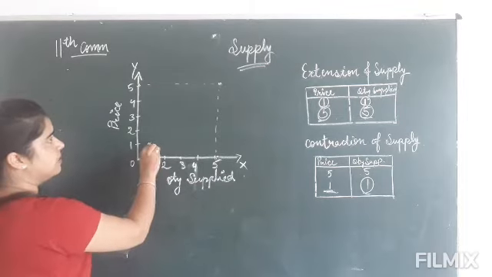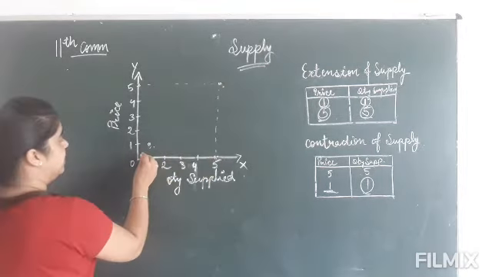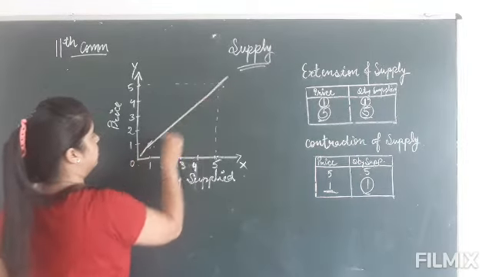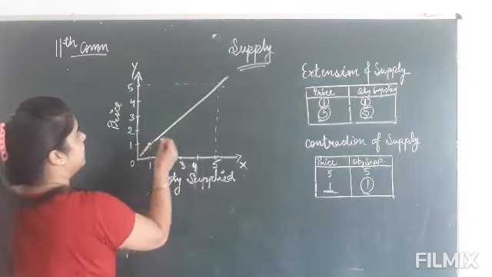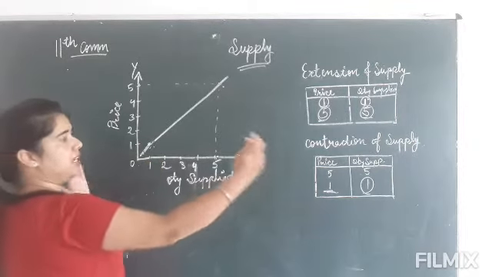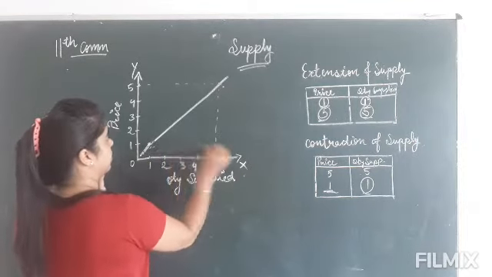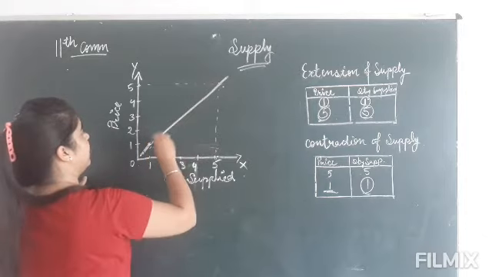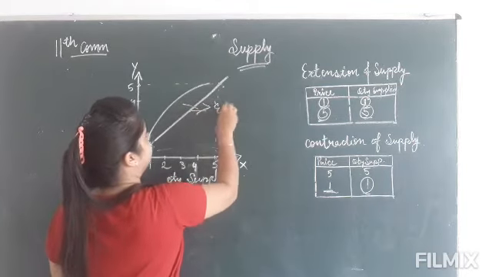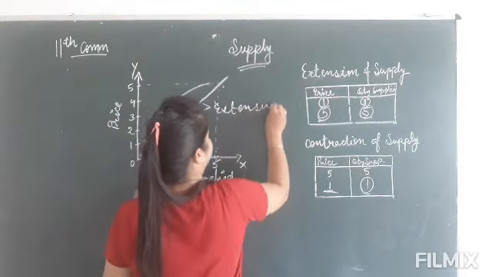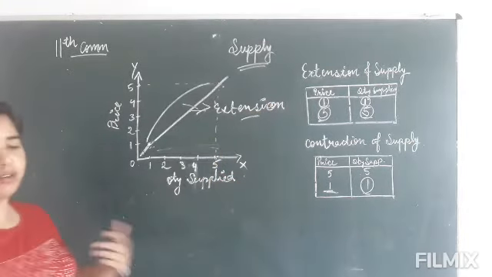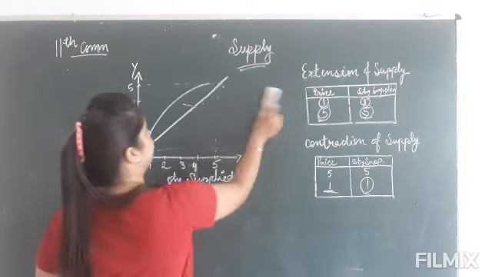Now from this to this, the change is represented as extension of supply. Supply is extended. It is increased, extended this much from here to there. So this change is known as the extension of supply.